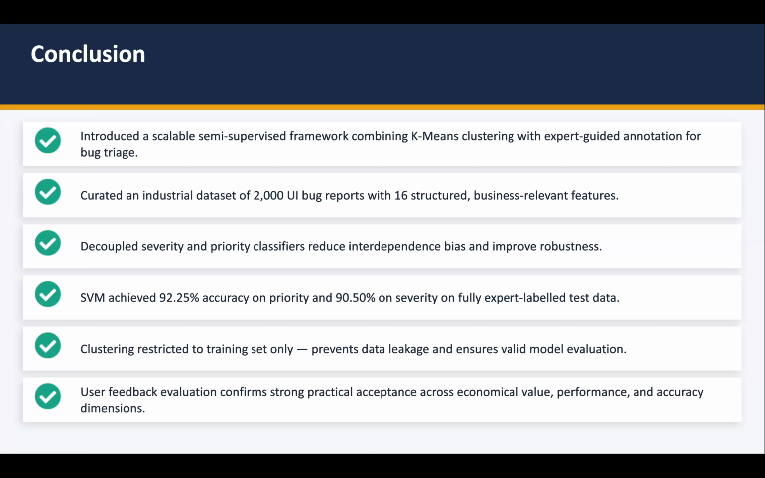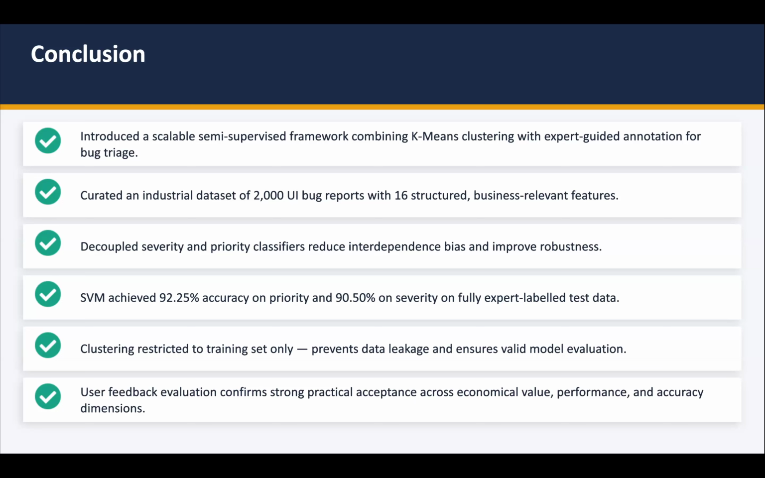By decoupling severity and priority classifiers, we eliminated the interdependence bias that often affects joint models. SVM delivered the strongest results, and by restricting clustering entirely to the training set, we preserved experimental integrity. Finally, user feedback from domain experts confirmed that the system is practically useful, economically sound, and trusted by practitioners who actually work with bug reports every day.